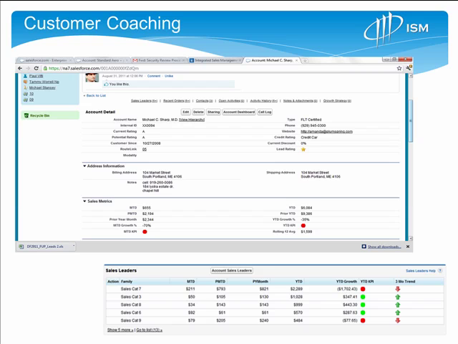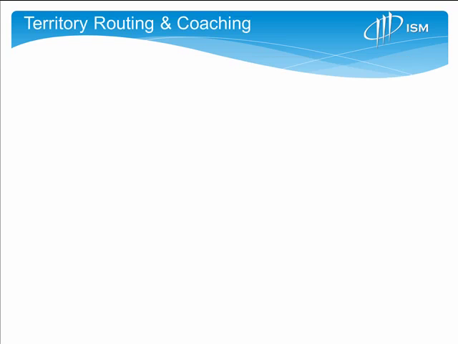And that could be caused by a competitor displacing my product. It could be caused by a change in the physician's practice. The bottom line is this tells me that I need to pay attention to that and I need to go take action on that right away.